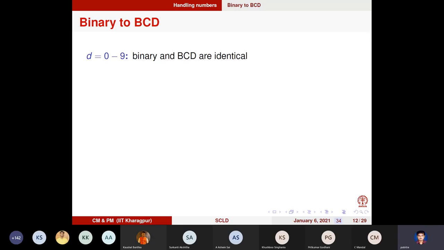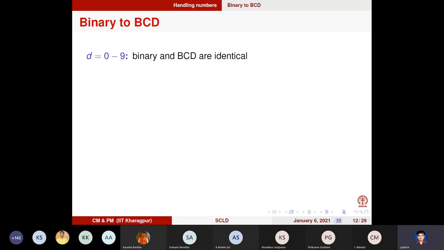Actually, many of the very early computers had, instead of a pure binary, a BCD representation of decimal numbers. What you do in BCD is that, if you have a decimal number, you pick up every digit of the decimal number and represent it by its 4-bit binary equivalent. Why 4-bit? Because the decimal digits can be from 0 to 9.